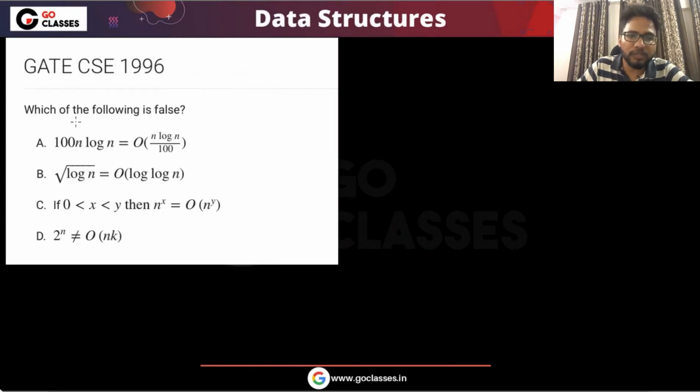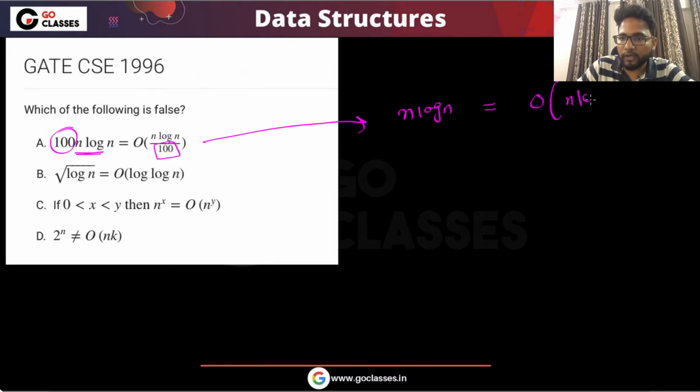In this question, they are saying which of the following is false, right? They're asking about the false option. This is just a constant, so you can ignore it. It is n log n. And this is 100, which is just a constant function multiplied or divided by some constant, so you can also ignore it. So this is as good as saying n log n is equal to order of n log n. That is exactly fine because it is in fact theta, right? If it is theta, then big O and big omega both are possible. So A is actually true.